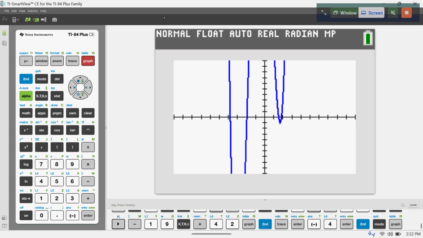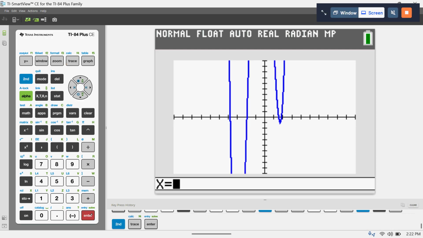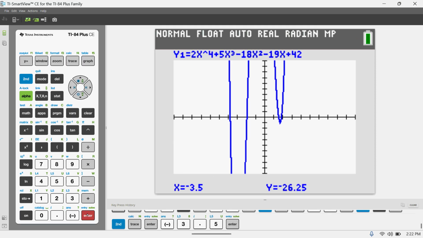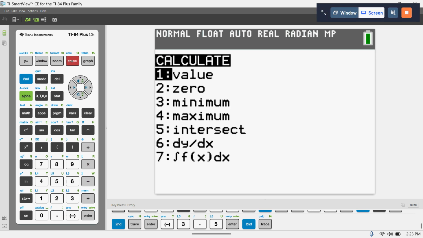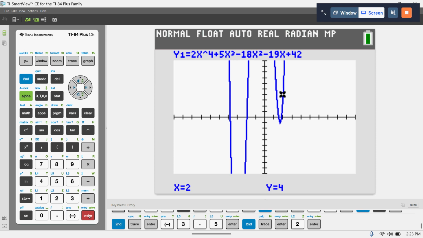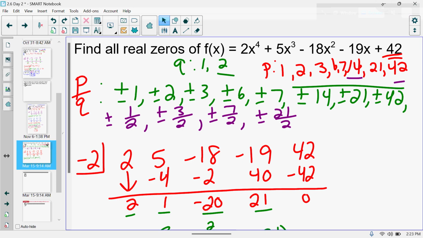To me, it doesn't really look like negative 3.5. It looks more like negative 3.8 or negative 3.9, but we could check and see what happens with negative 3.5. Look at your y. It's not 0, okay? So look at your other potential answers. It looks like we have 1 and then 2. It doesn't look exactly like 2. Again, we could check and see if you plug in 2. Nope, it's not a 0. So it looks like between 1 and 2 somewhere.